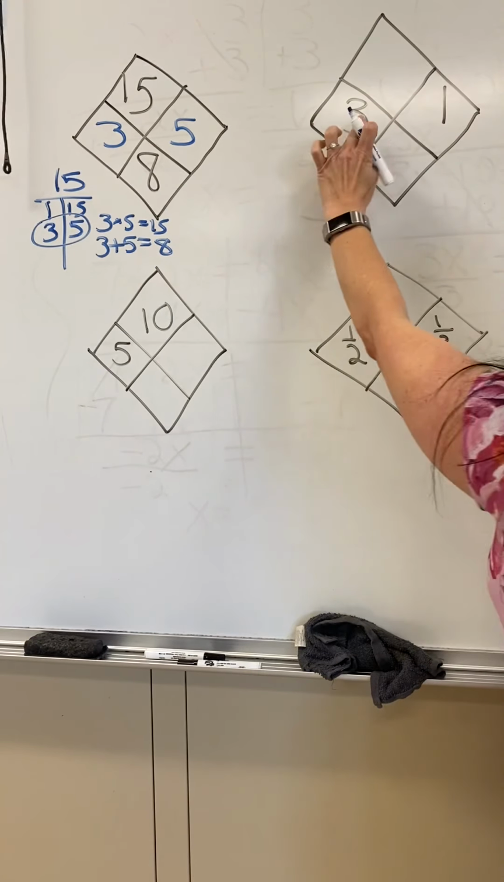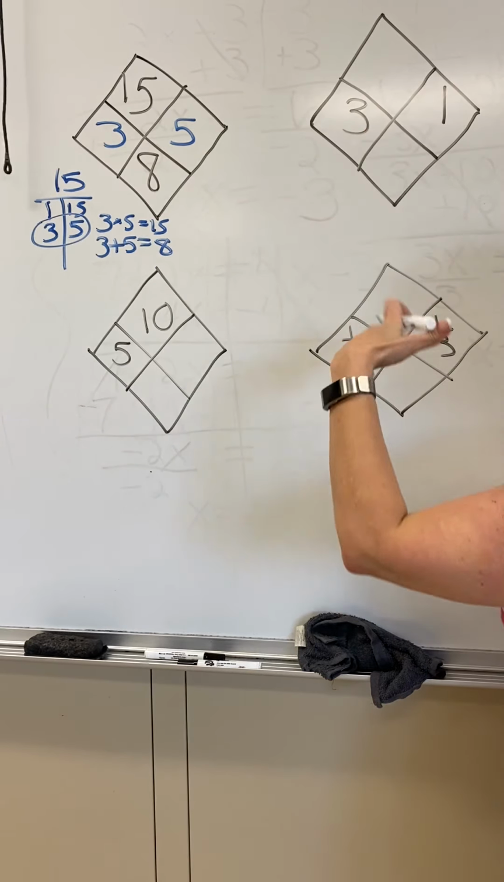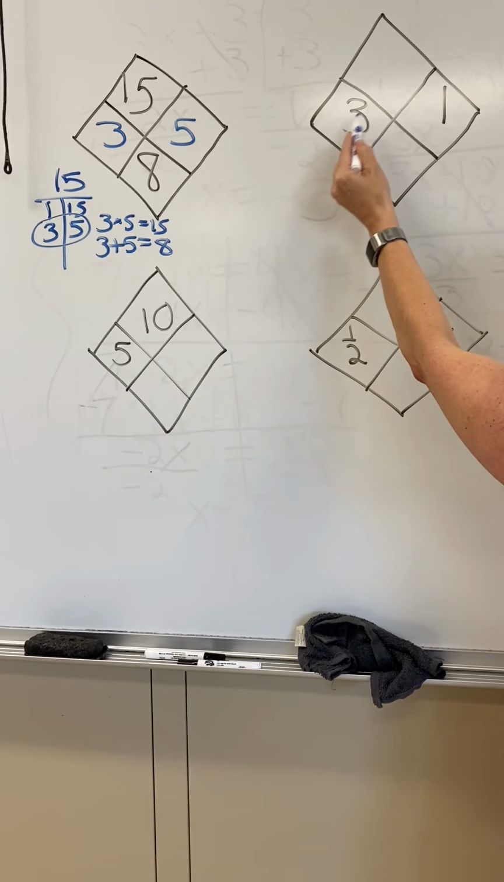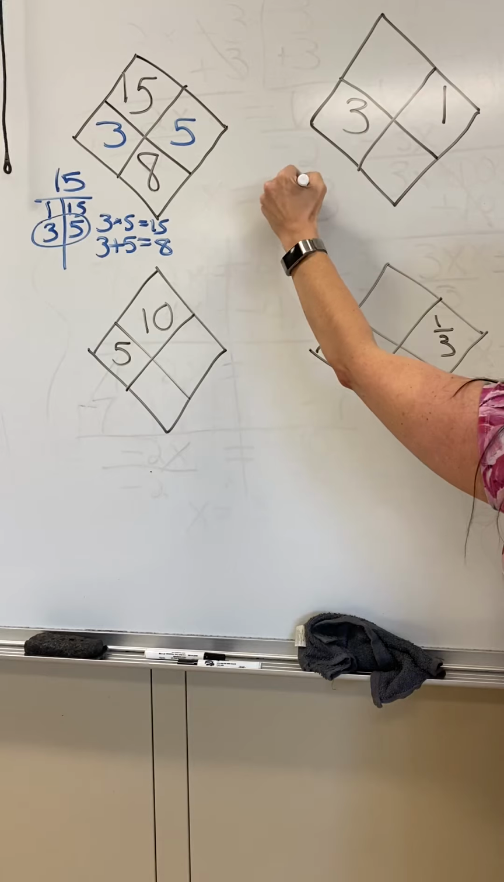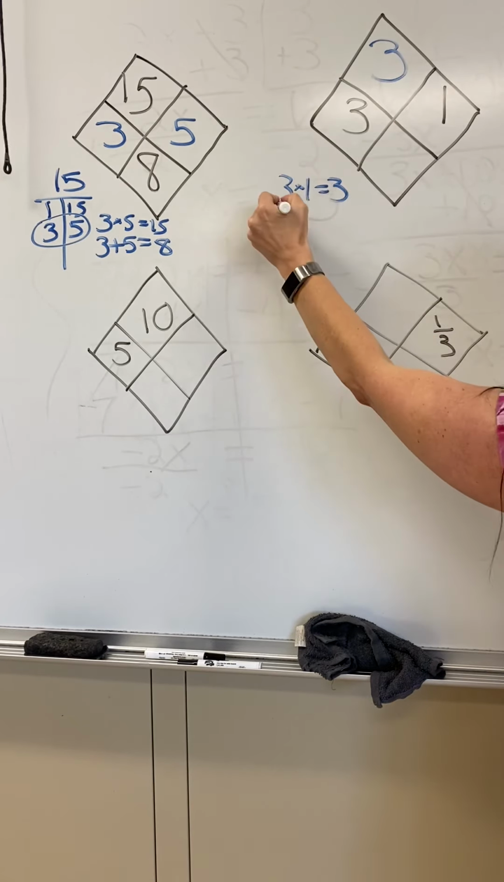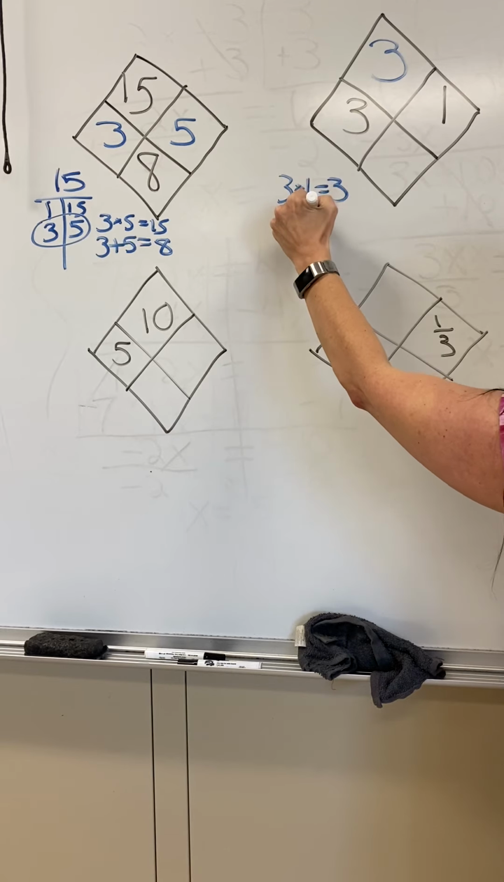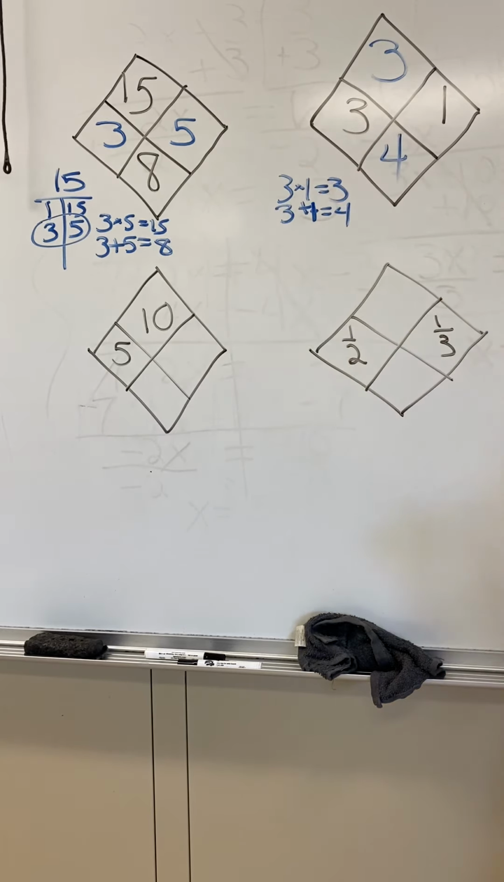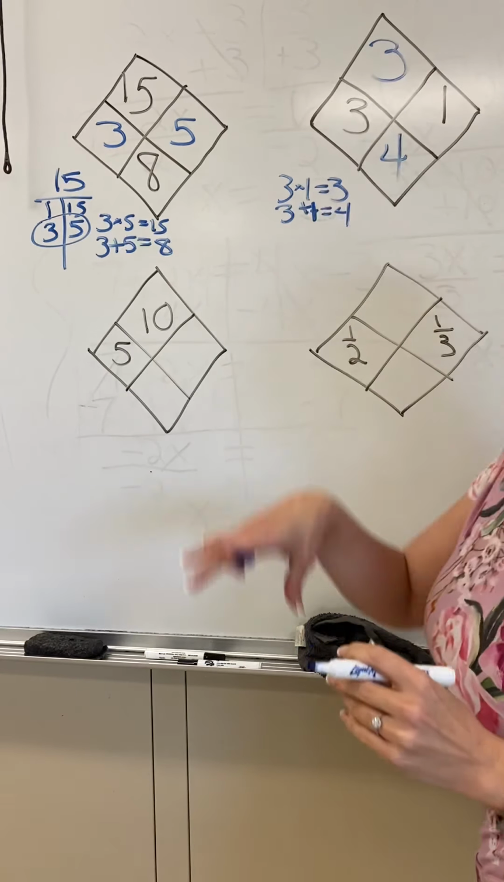All right, for this next one, this one is kind of like the easiest setup. So they give you the two side numbers and all you have to do is multiply them together. So 3 times 1 is 3, that goes up here, and then you add them. 3 plus 1 is 4, I can't write, there you go. So that's like the easiest setup.